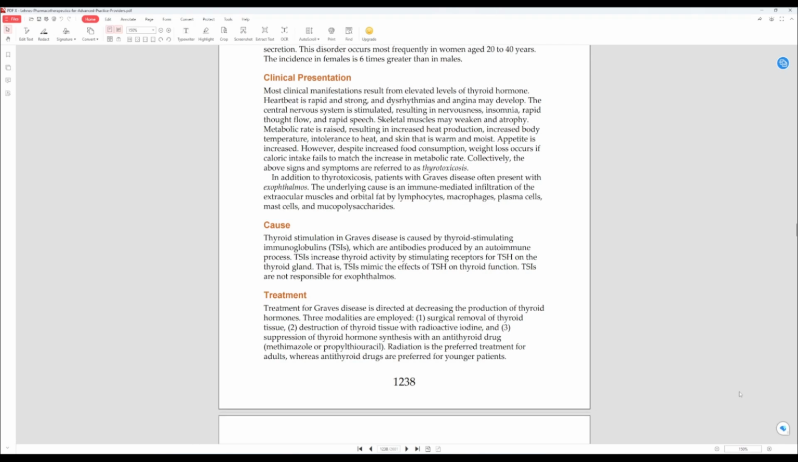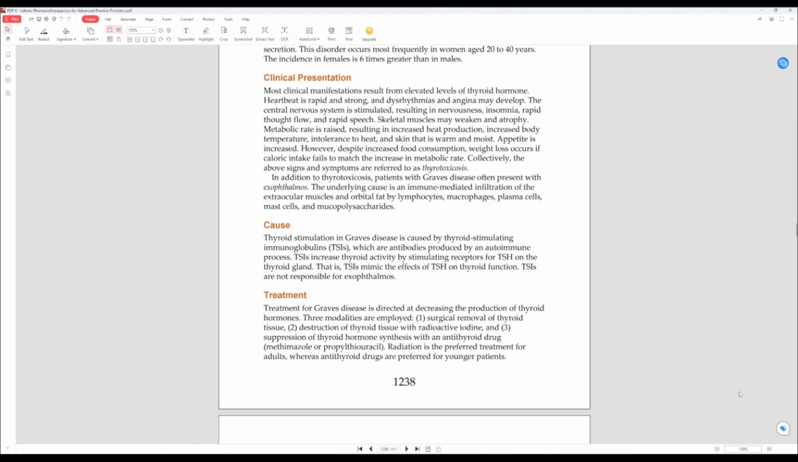So again, what causes Graves' disease? The thyroid stimulation in Graves' disease is caused by thyroid-stimulating immunoglobulins, which are antibodies produced by the autoimmune process. Your thyroid-stimulating immunoglobulins, or TSIs, increase thyroid activity by stimulating receptors for TSH on the thyroid gland. That is, TSIs mimic the effect of TSH on thyroid function. TSIs are not responsible for exophthalmos.